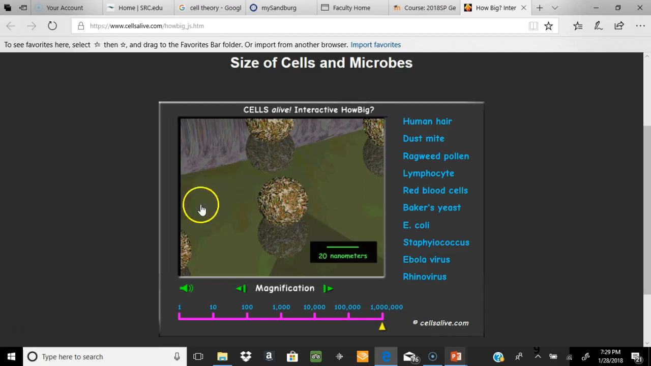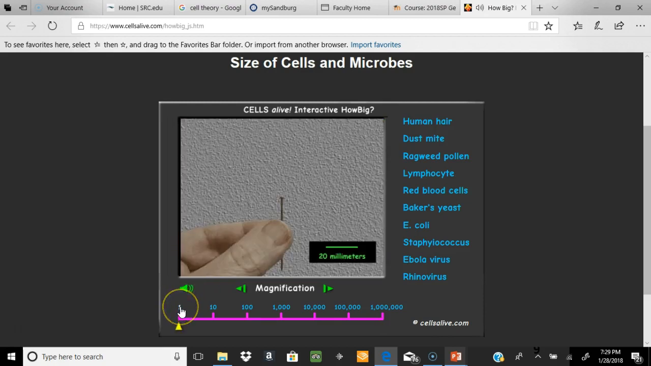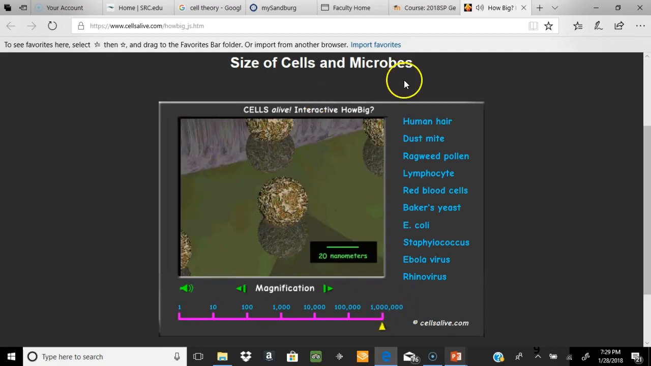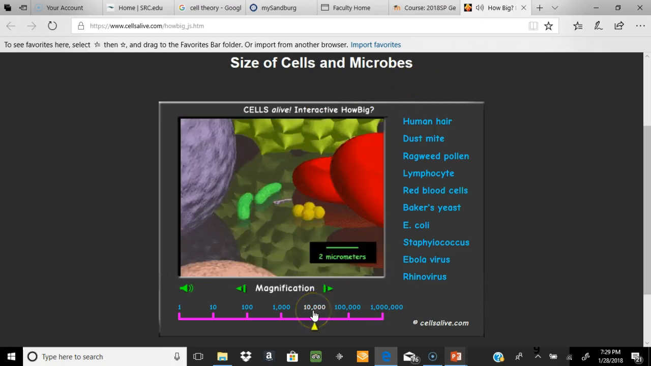So you can see the size difference. We're looking here at the pin and here at rhinoviruses. So different cells are very different in size. Now remember, Ebola and the rhinovirus, these are not cell structures. They are non-cellular. They don't have a cell.